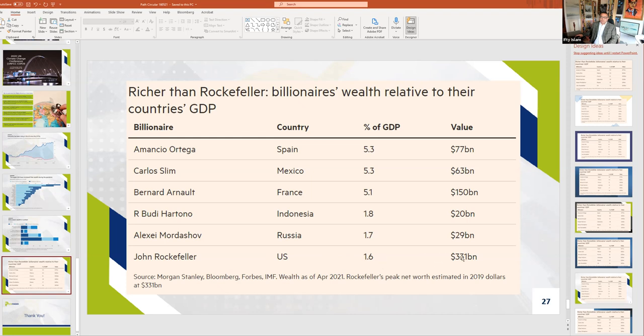And John Rockefeller's wealth, $331 billion, 1.6% of US GDP. But Spain, Mexico, France, Indonesia, Russia, it's amazing. In Spain, we have the owner of Zara, Inditex, Amancio Ortega, whose wealth is 5.3% of Spain's GDP. Bernard Arnault has 5.1% of France's GDP. It's quite shocking.